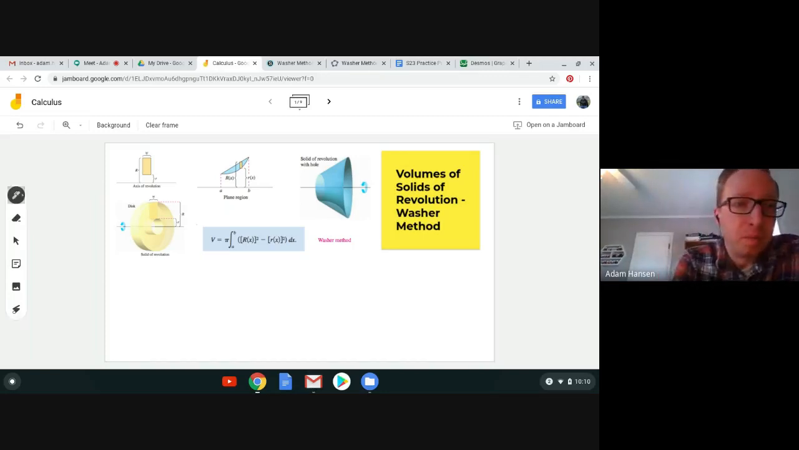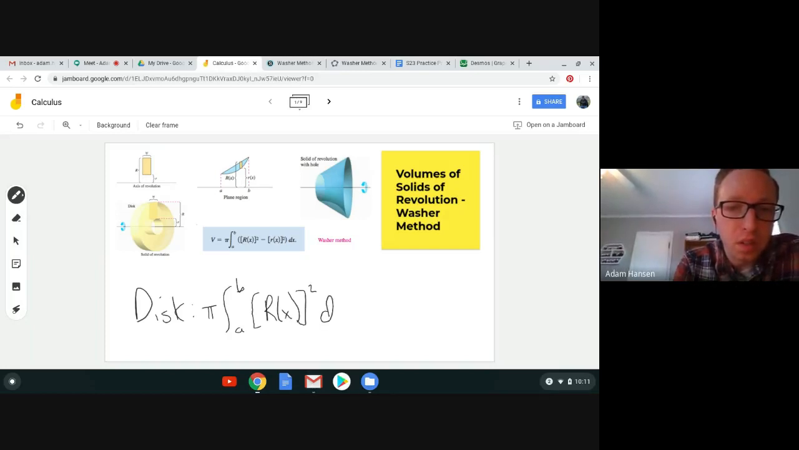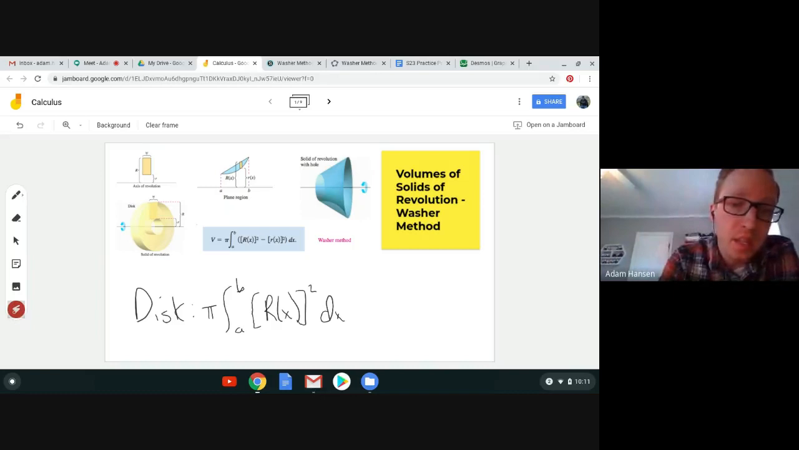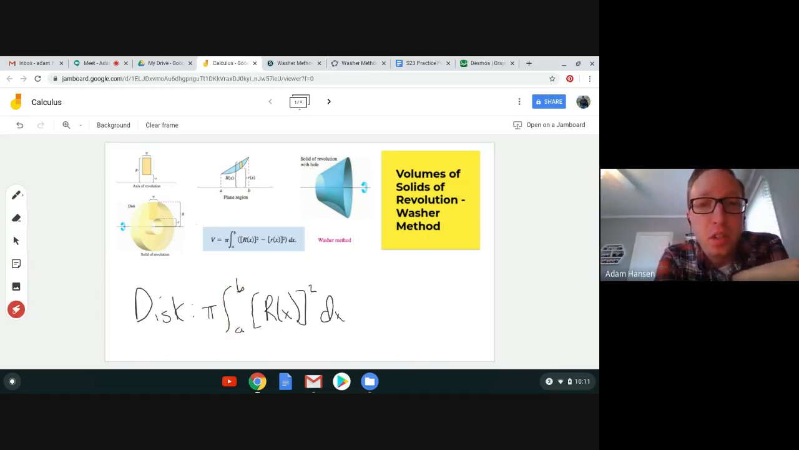So our disk method formula from Monday was pi times the definite integral from a to b of r of x squared dx. I rotate this region, it creates a cylinder. The volume of a cylinder is pi r squared, and then the definite integral sums the volumes of each of the inner cylinders to make up our region.